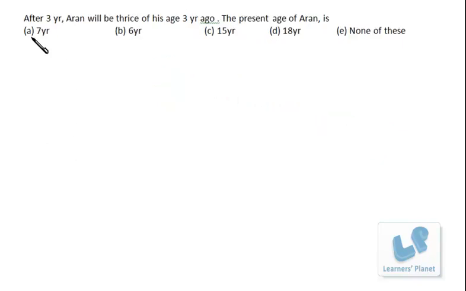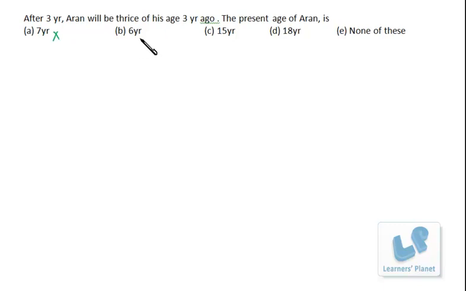Now let's see this problem. After 3 years, Aaron will be thrice his age 3 years ago. The present age of Aaron is? Now friends, if you wish to make an equation, you can, or else you can go by the options. Suppose you choose option 1, then the present age of Aaron is 7 years. So after 3 years, the question is telling that the age will be thrice his age 3 years ago. But after 3 years, it will be 10, and 10 is not a multiple of 3. So it's an absurd option. You can eliminate it.